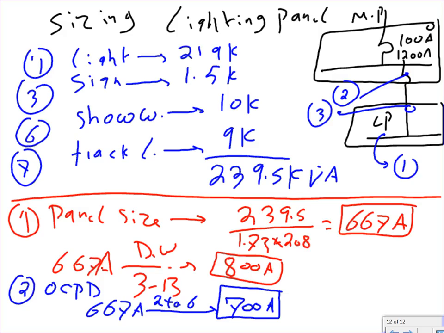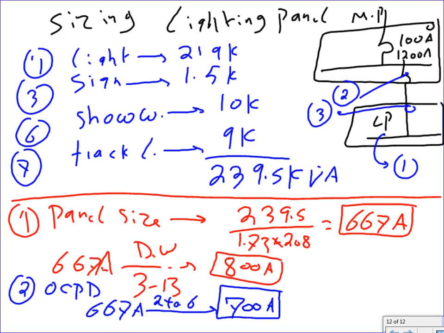So I sized the overcurrent protection device. So Brad, you're going to put a 700 amp right here. Yes, sir. 240.6. 667. Go with 700. Done. Last thing I want to do, guys. Any question about these? We sized the panel. We sized the overcurrent protection device. We're going to size the conductors.